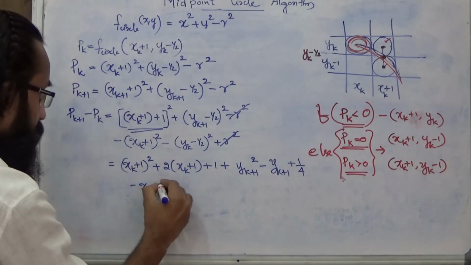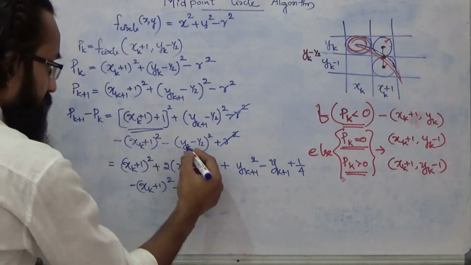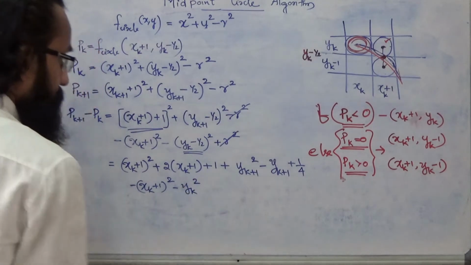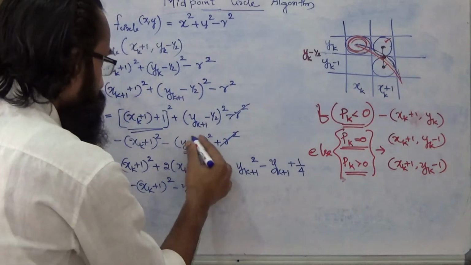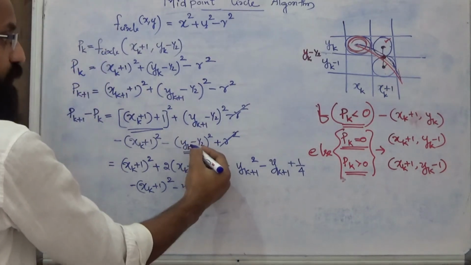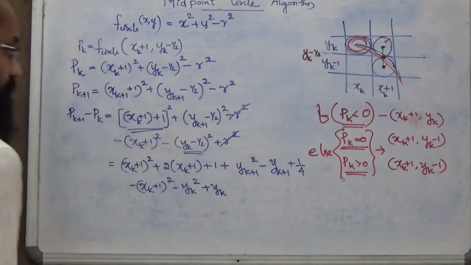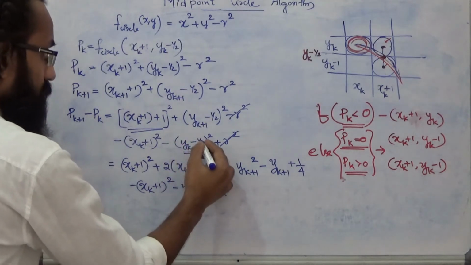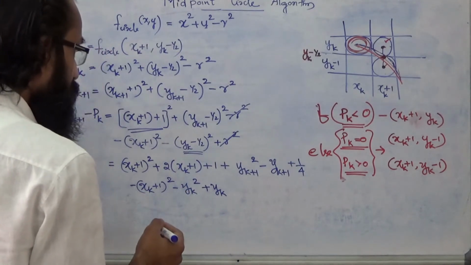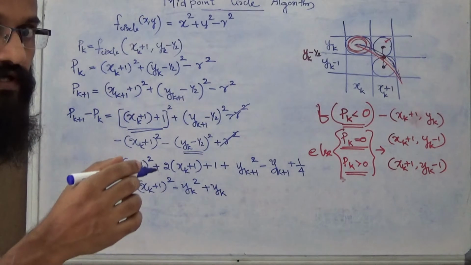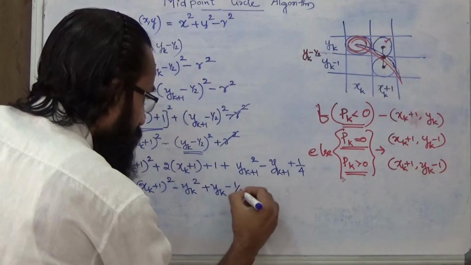Minus (xk + 1)² minus, you can expand this one, so minus yk². If you expand this one, you will be having minus 2 into yk into half, that is minus yk, which will turn to plus yk. Then minus (1/2)², that is minus 1/4. Minus of 1/4, that is minus 1/4.